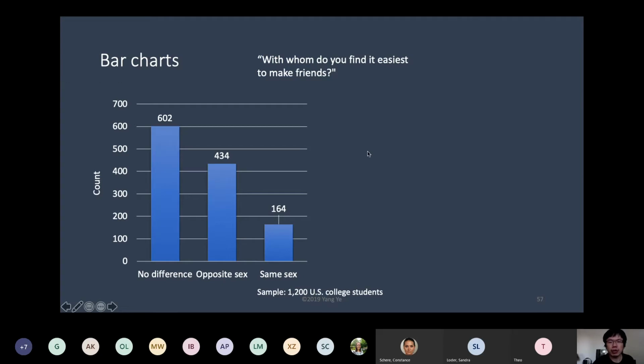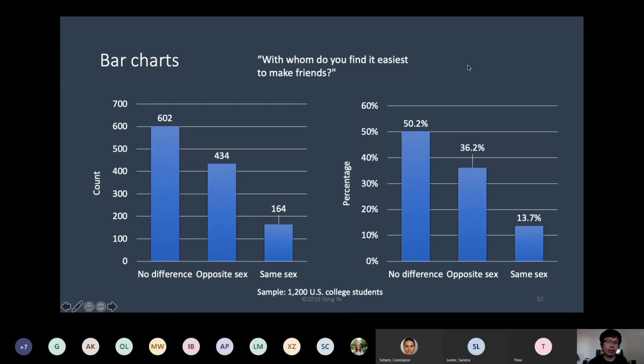And you can also use percentage. Now, this is getting a little bit more interesting because you lose the count by turning to percentage, but you gain a better understanding of what's going on. So now you have percentage bar charts, which have the same shape, but now the y-axis has changed from count into percentage.